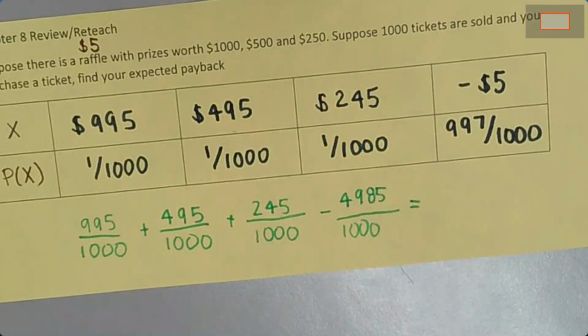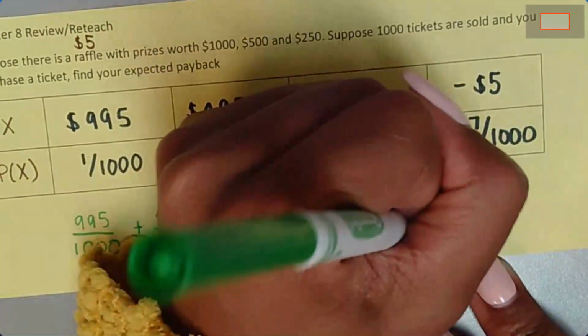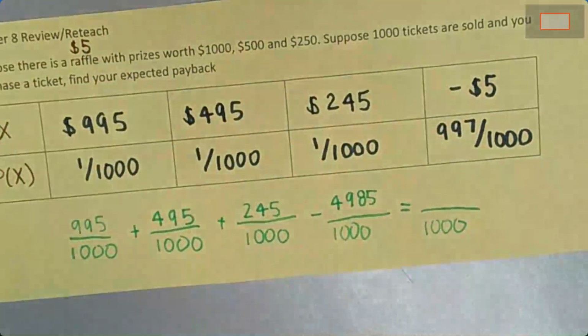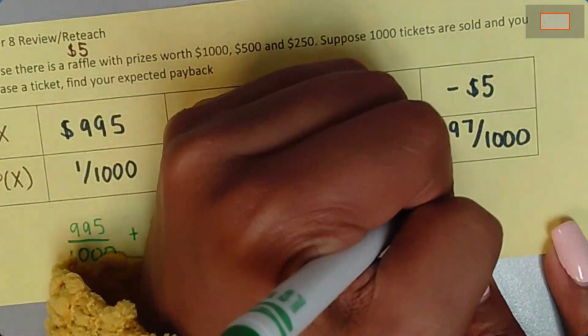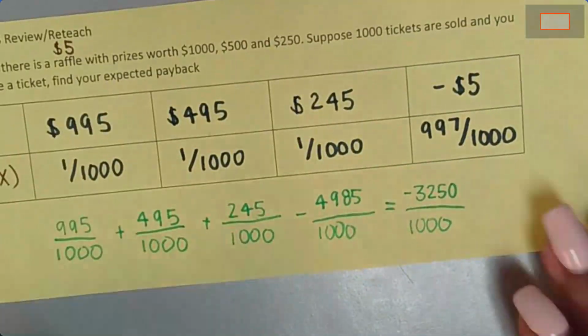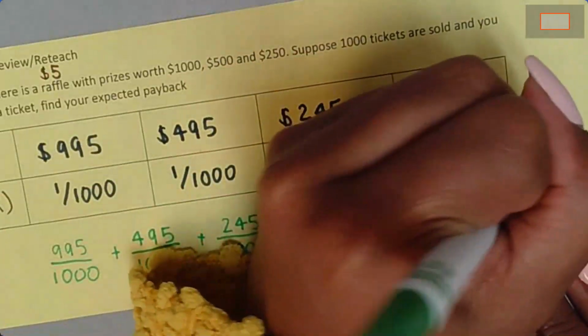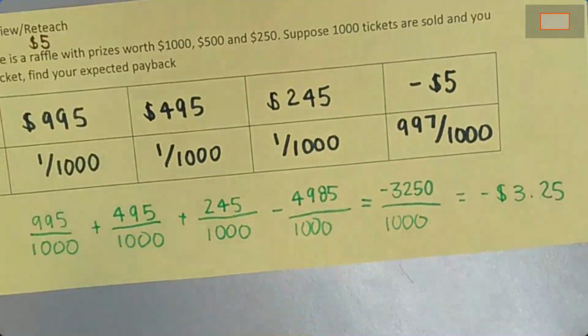So what I would like you to do in your calculators is go ahead and add up those numerators. Take a second and do that. And then remember, your final answer is going to be over 1,000, and then we'll simplify. So if you said negative 3,250, you're correct. And then if you divide that number by 1,000, we get negative $3.25. So buying a raffle ticket, you're expected to lose money no matter what.